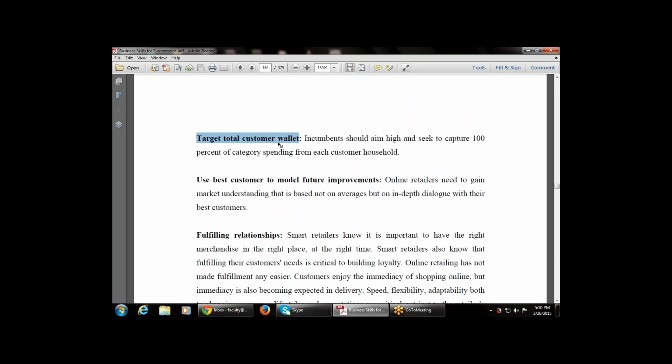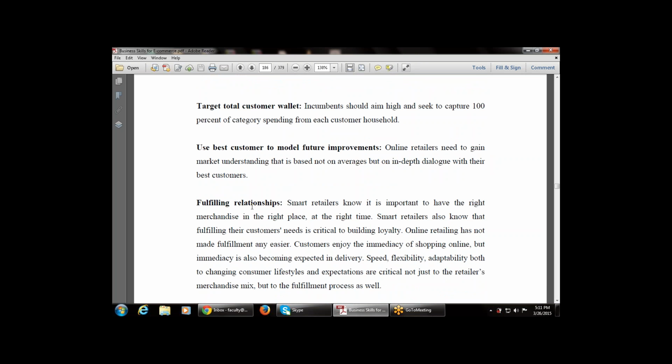Then the next issue is to target the total customer wallet. Then use the best customer to model future improvement. That is, use the best customer or the best online retailer to gain market understanding that is not based on averages but on in-depth dialogue with the best customers. It is not that I am an average customer buying the same product again and again. No.